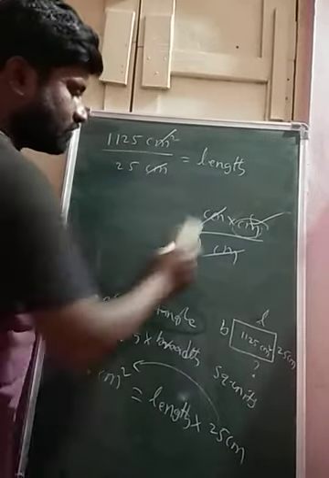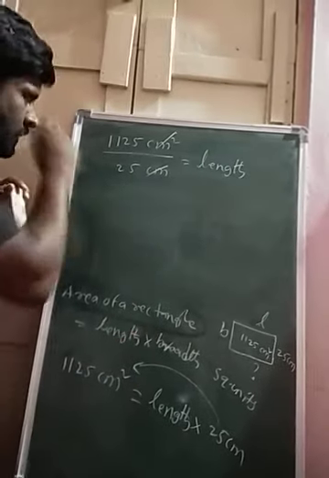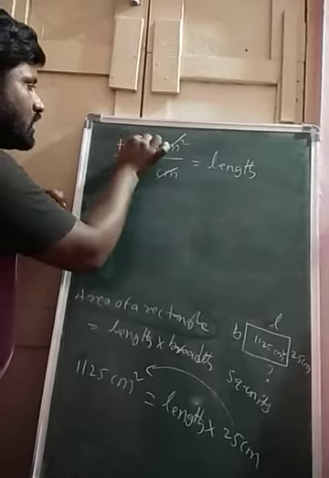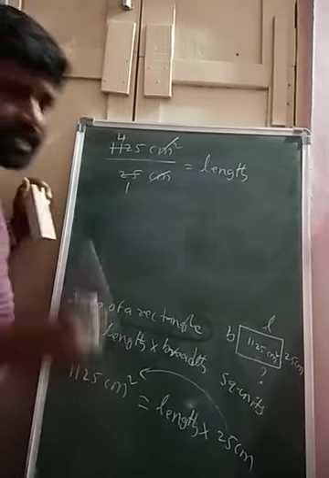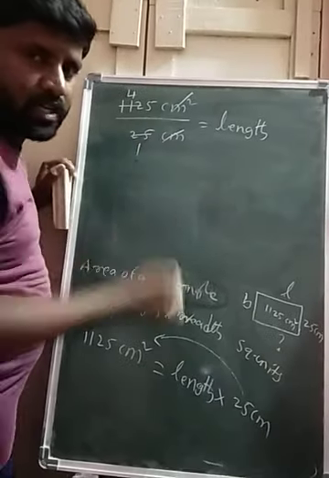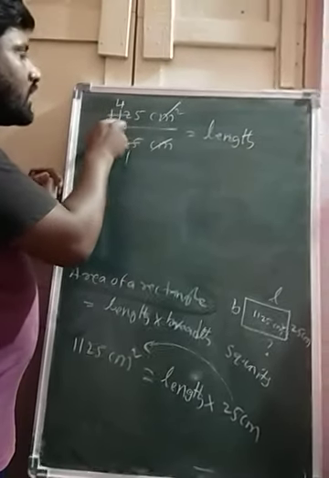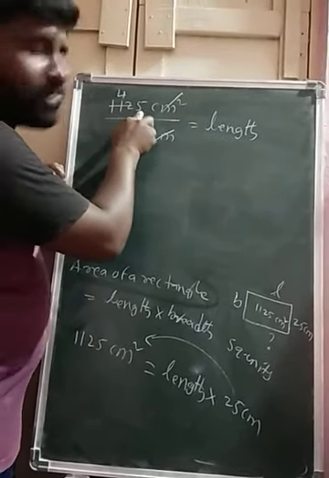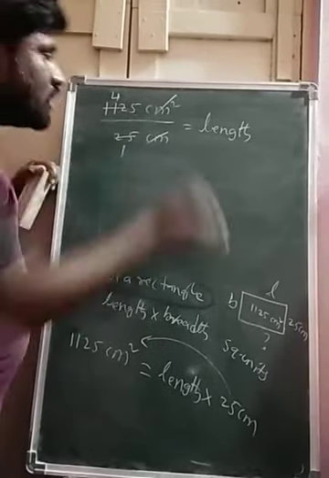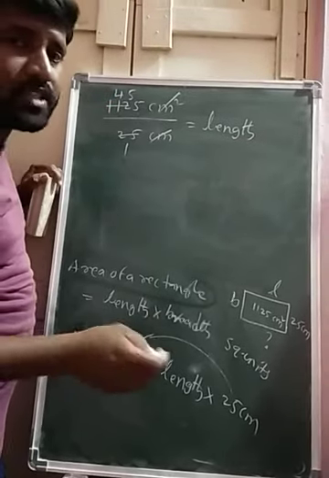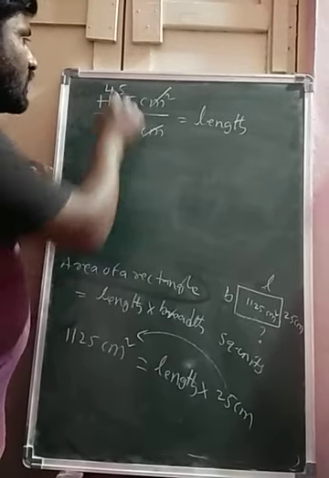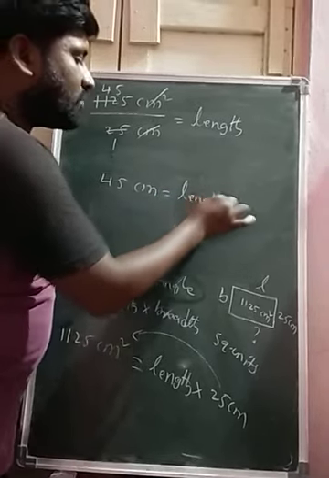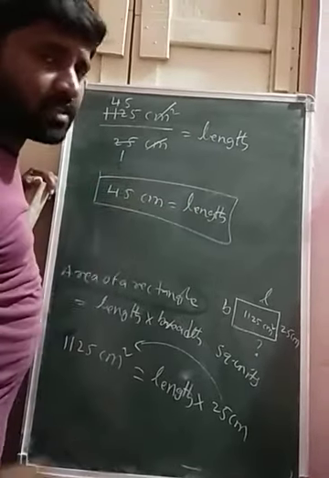Okay, so now using the 25 table. 25 ones are 25, 25 fours are 100. Okay students, 25 ones are 25, 25 fours are 100. So from this 112, if 100 is subtracted, just 12 remains. Beside number is 5, so 125. 25 fives are what? 25 fives are 125. So we get 45 centimeter. So that is equal to the length of a rectangle. So this is the required answer for the question.